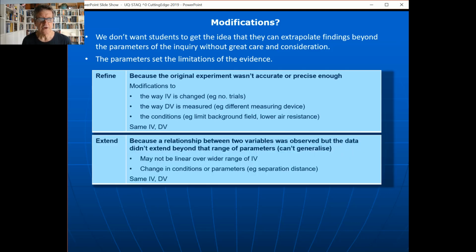Now another thing you can do is to extend the experiment. Now I've done it, you saw me do that one over 1 to 5 centimeters, I think it was, but you can't generalize past that. The data didn't extend beyond that range of parameters, so you've got a problem generalizing. So one of the things you could do is to go outside of that range.